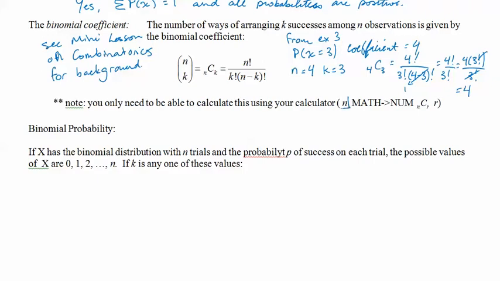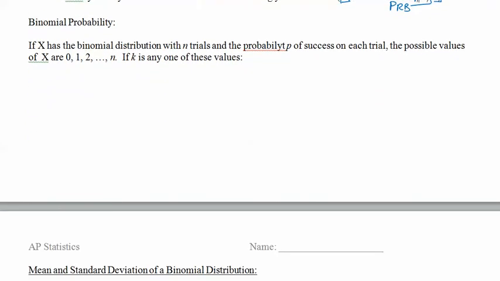And to do that, you would enter your value of n. So in this last example, 4. Then you would choose math, not num, but rather PRB. And then choose from the list nCr, and then write in your value of r. So in this case, a 3. So this would be a good time to stop and make sure you know how to use your calculator for that. All right.